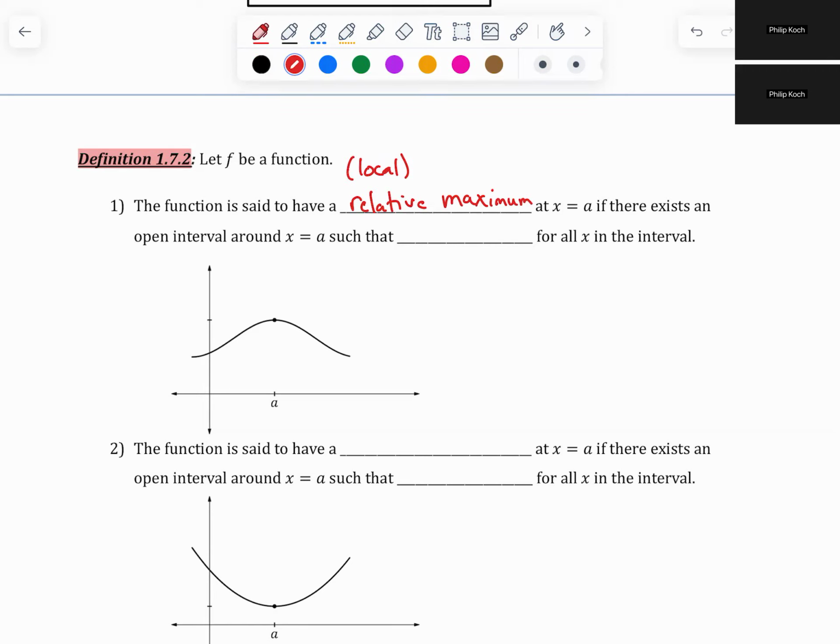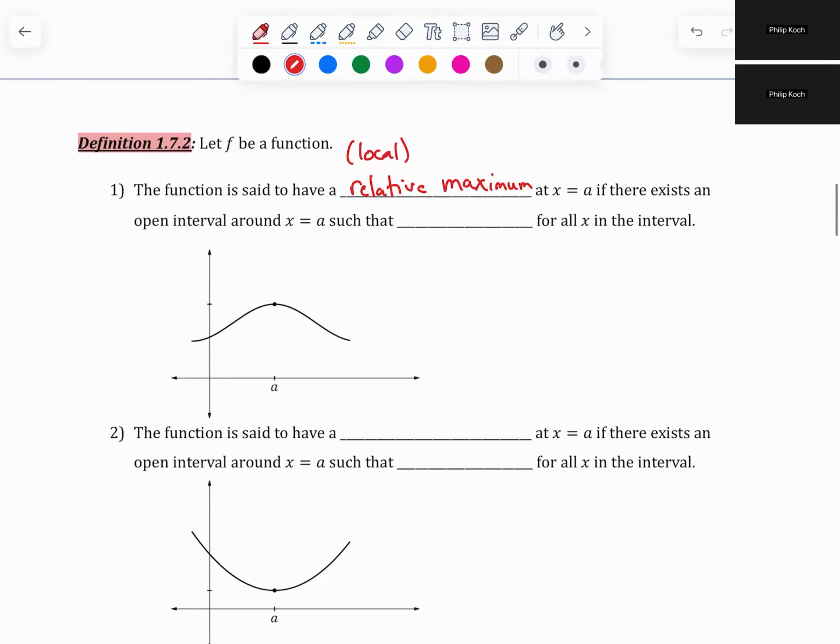So you have a relative maximum at x equals a if there exists an open interval. Could be really tiny, could be really large. It doesn't matter. But as long as there's one open interval around x equals a, such that, oh, I have to write this. I hate it.